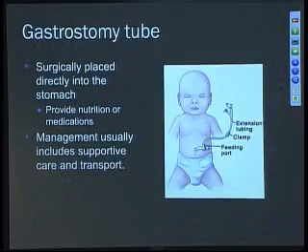A gastrostomy tube is surgically placed directly into the stomach to give nutrition or medications. There are variations of that. So this is a G tube, which is the most common. Some kids also have J tubes, which go into the jejunum. The parent will typically know. The diameter is another clue.